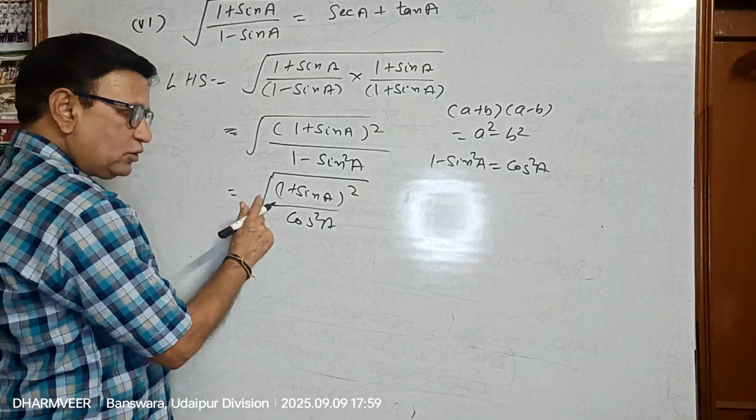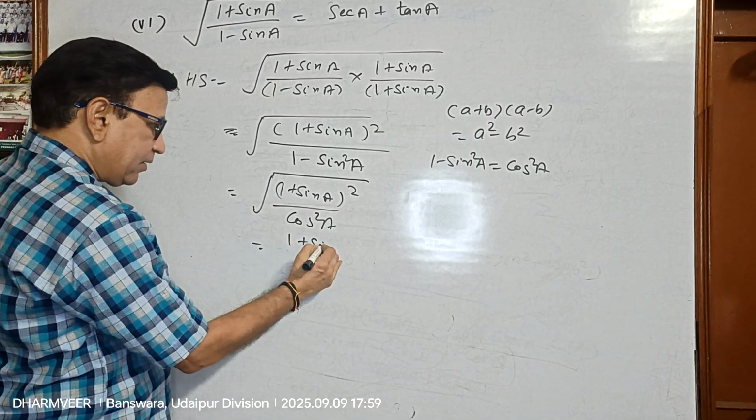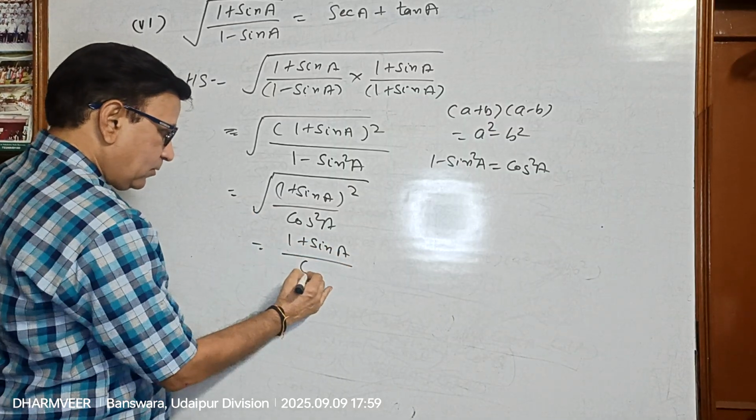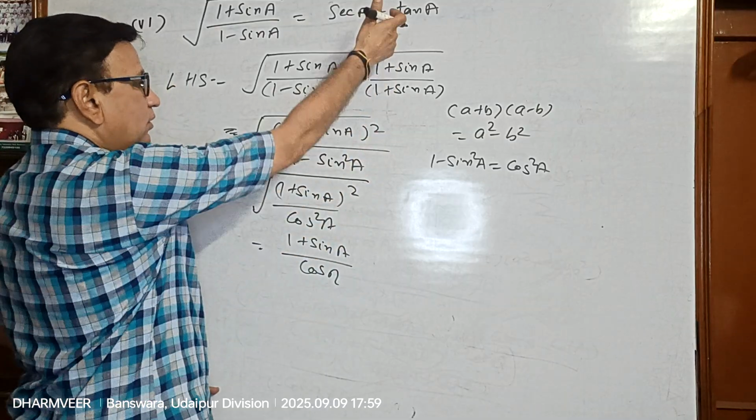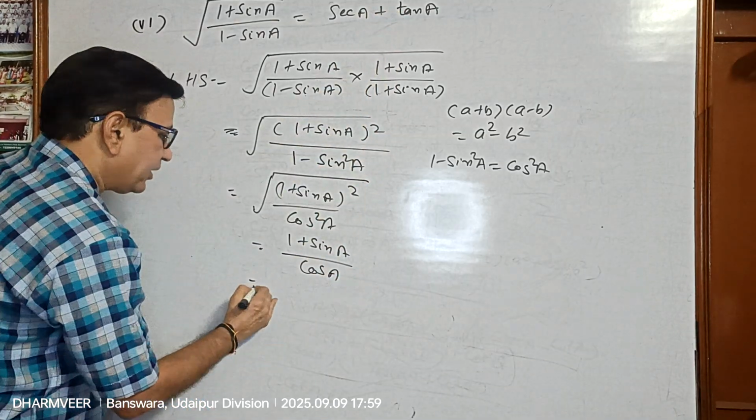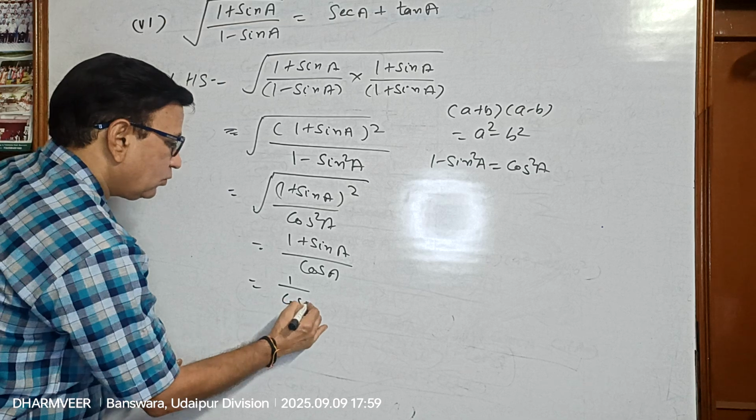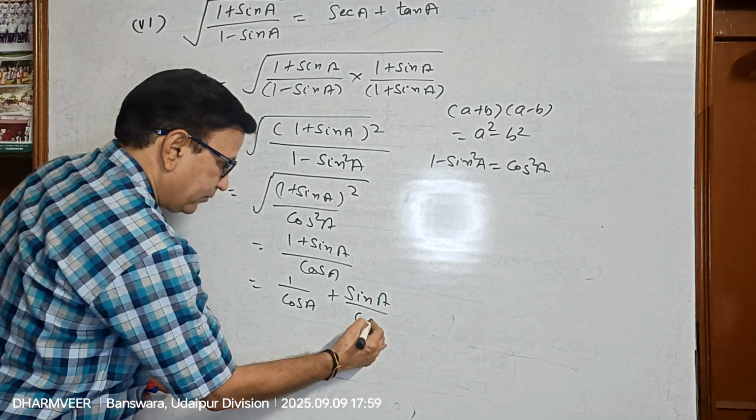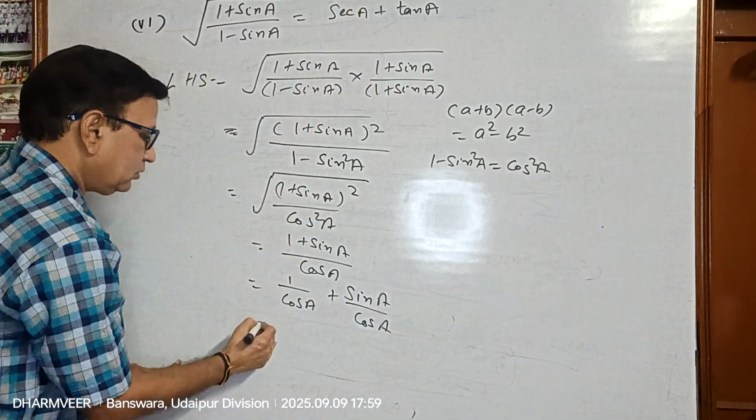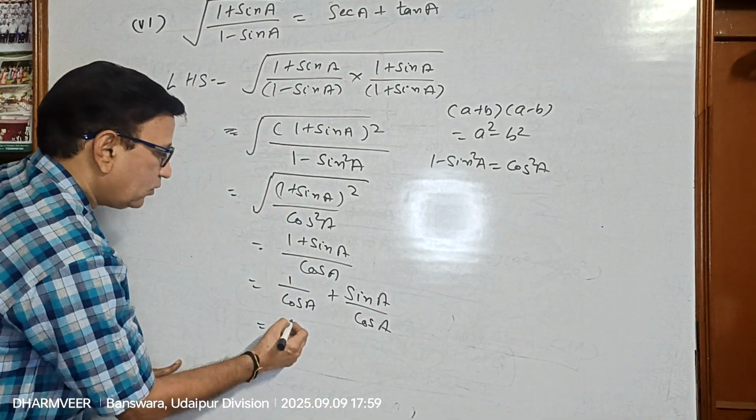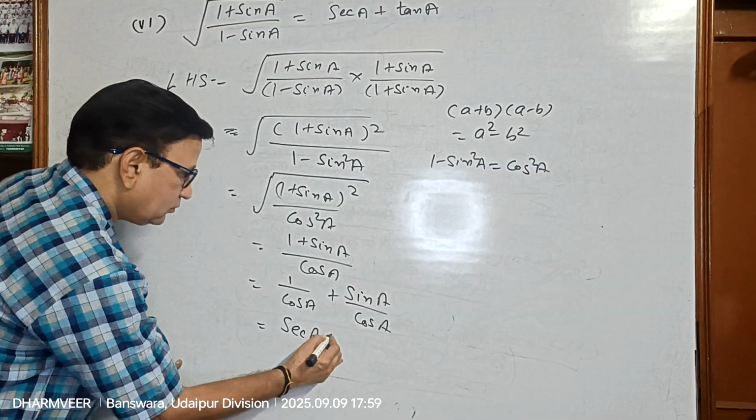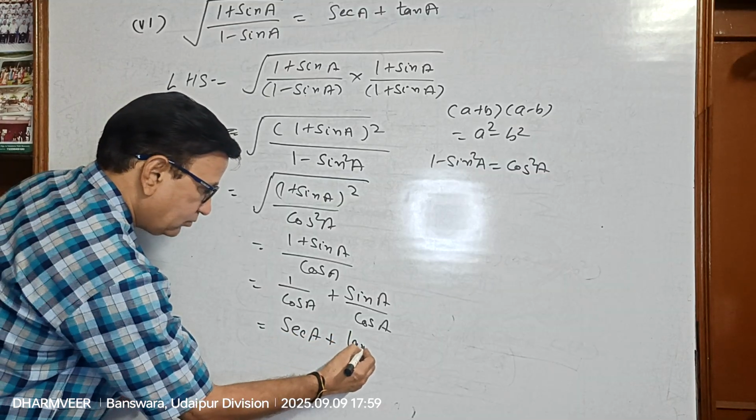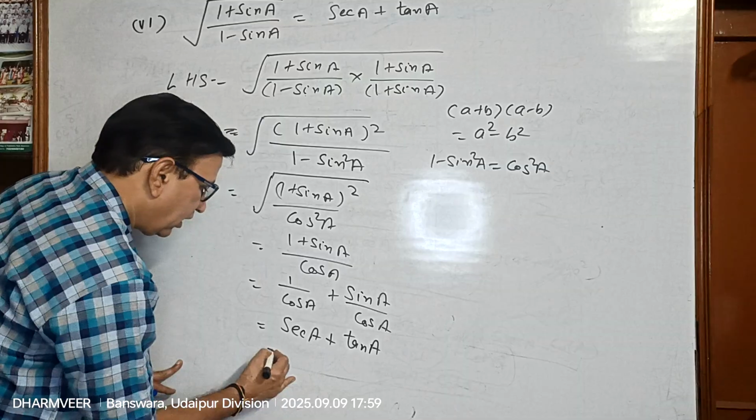Now remove the square root, so 1 plus sin a upon cos a, and that's your RHS. Separate it: divide 1 by cos a and sin a upon cos a, and finally we got the answer, that is sec a plus tan a. Just write RHS.